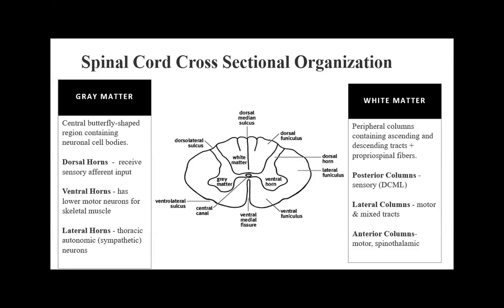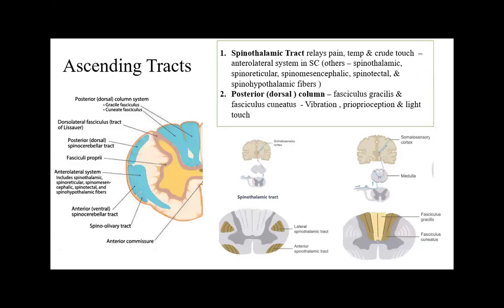The posterior column, or the dorsal column medial lemniscal pathway, carries joint position and vibration, the lateral column contains motor and mixed tracts, and the anterior column contains motor and spinothalamic tracts. Among the ascending tracts, the important one is the spinothalamic tract, which relays pain, temperature and crude touch, in the anterolateral system of the spinal cord. The posterior or dorsal column relays vibration, proprioception and light touch.